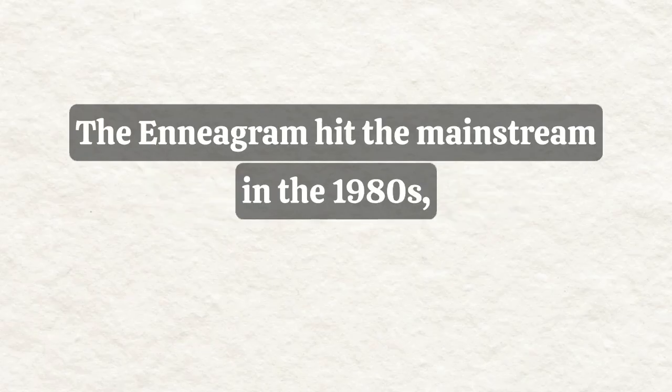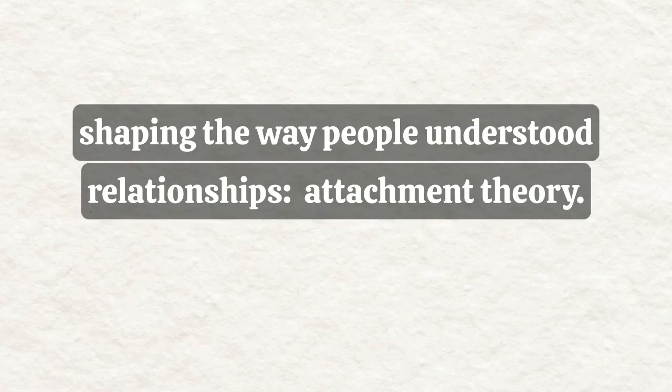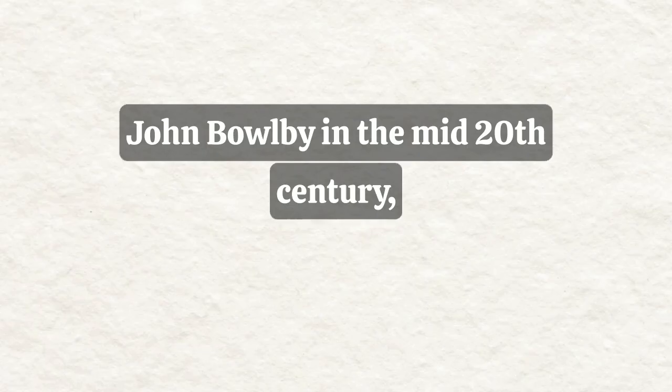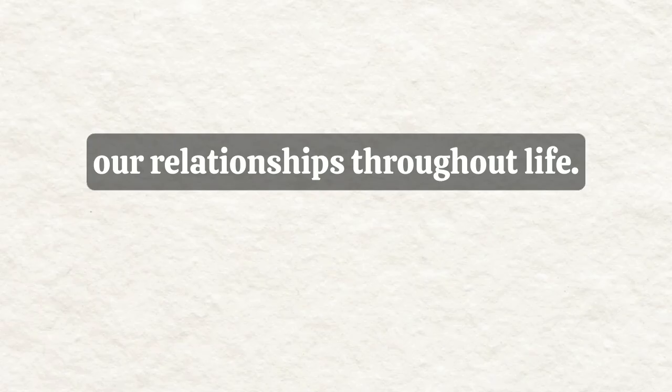The Enneagram hit the mainstream in the 1980s, but just decades before, another powerful tool was shaping the way people understood relationships: attachment theory. Attachment theory, first developed by British psychologist John Bowlby in the mid-20th century, explores how emotional bonds form and shape our relationships throughout life.